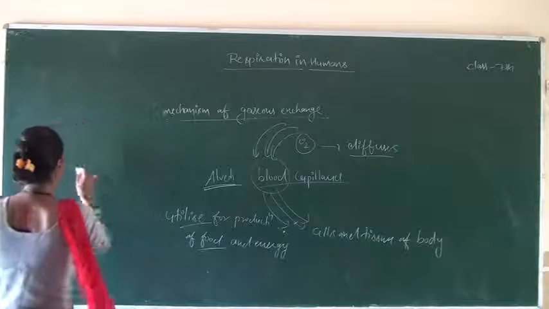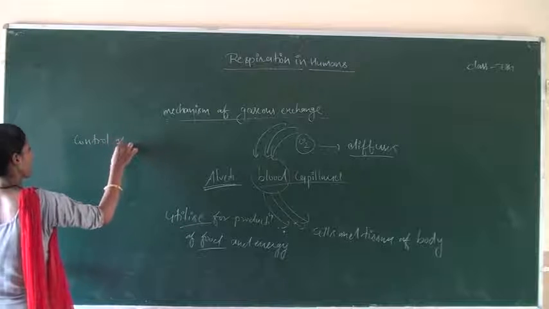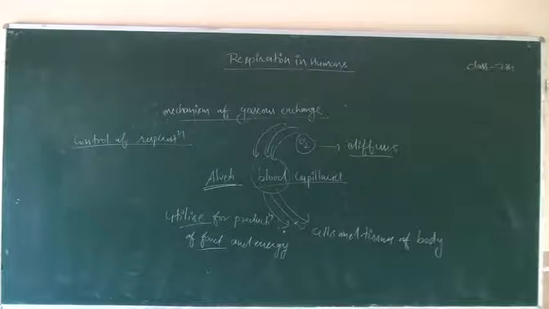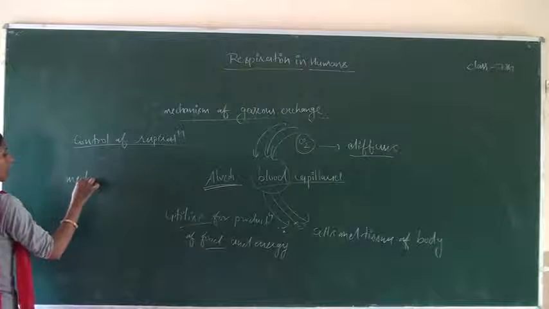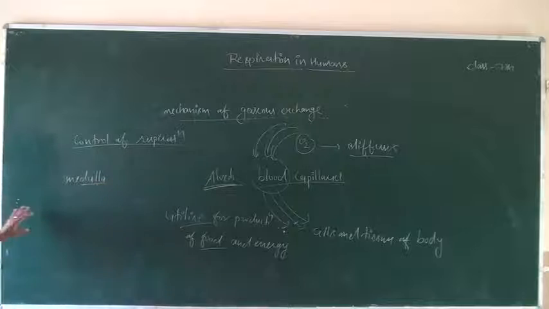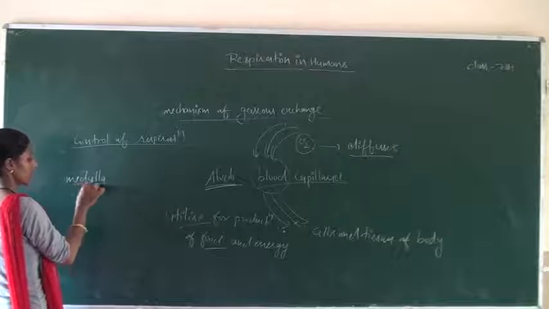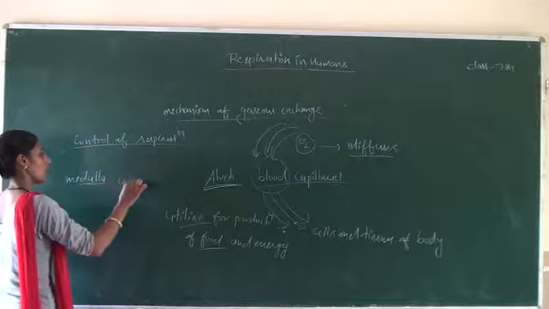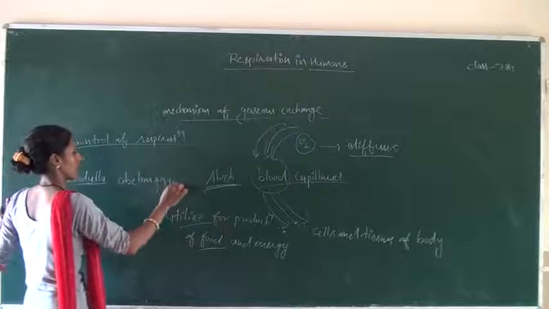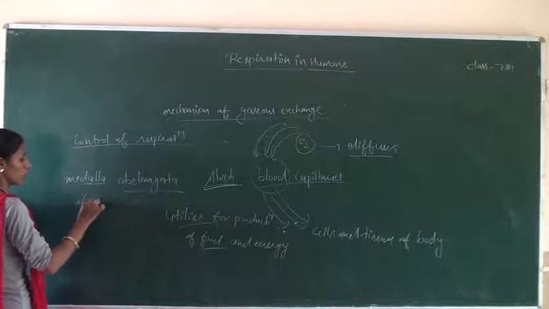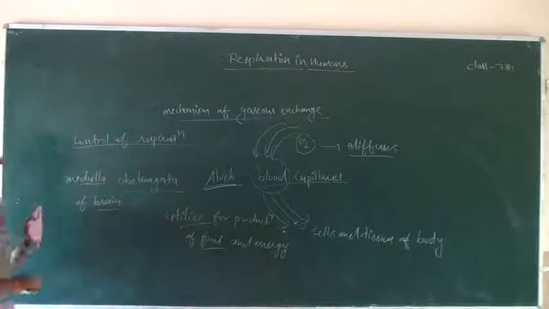After that, control of respiration. The respiration process is controlled by the respiratory center, which is situated in the medulla oblongata of the brain.